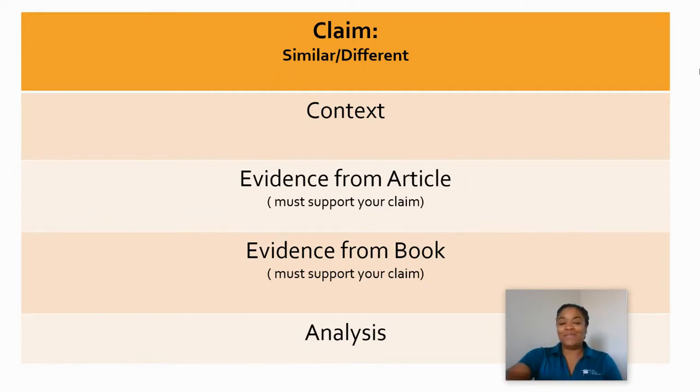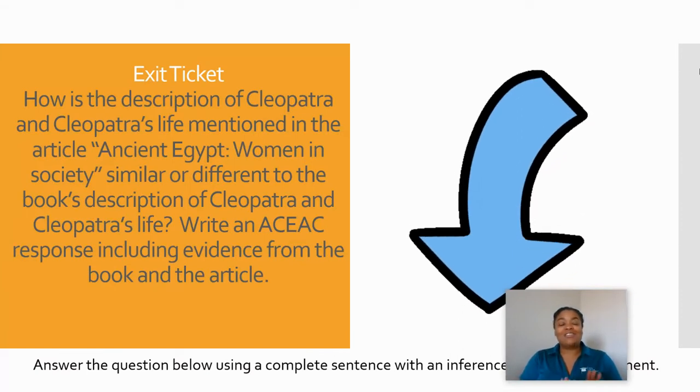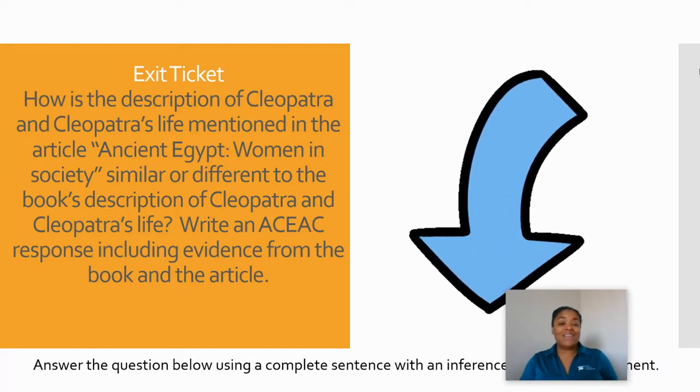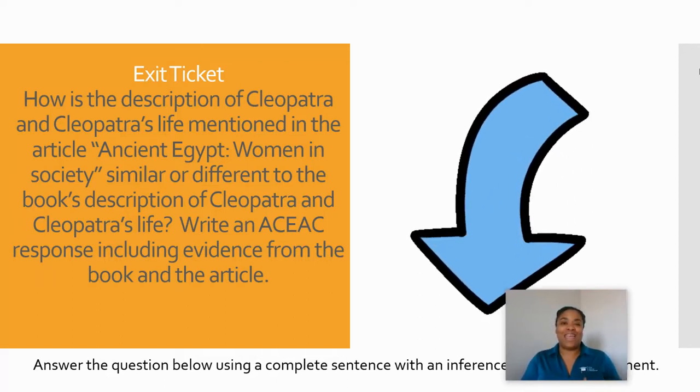We're moving. All right, scholars. So, as a full recap, your exit ticket is: how is the description of Cleopatra and Cleopatra's life mentioned in the article, Ancient Egypt, Women in Society, similar or different to the book's description of Cleopatra and Cleopatra's life? Write an ACE response, including evidence from the book and the article. Scholars, you are almost finished with your exit ticket.